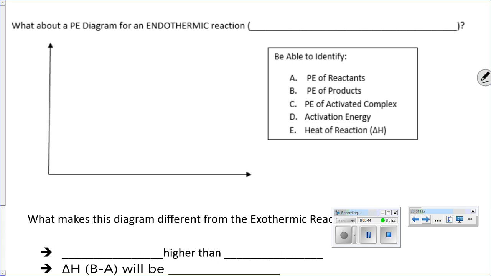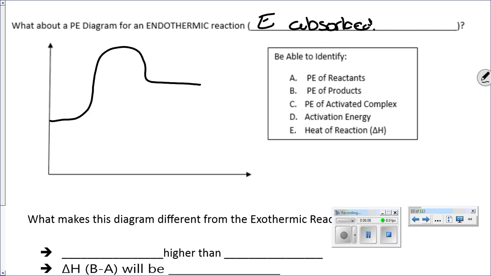So if we want to look at a potential energy diagram for an endothermic reaction, again, remember, energy is being absorbed overall. So what's going to happen here is we're going to start down here. We're going to put a lot of energy in, and then we don't end up getting as much back. So that second step did not give us that much energy back.